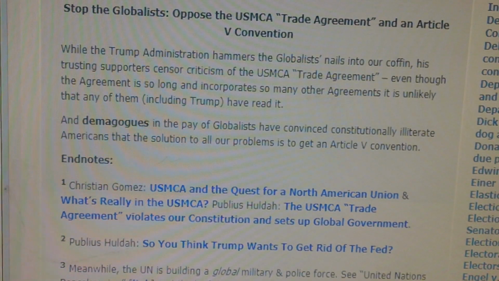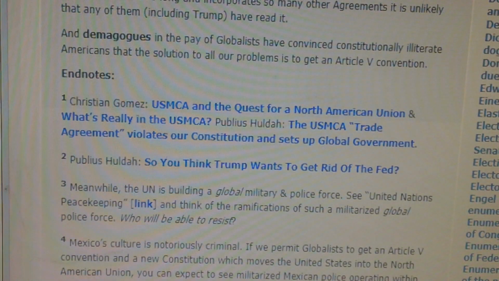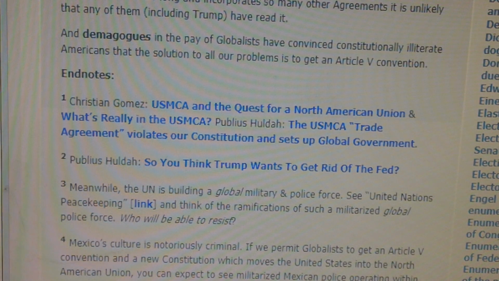So, while the Trump administration hammers the globalist nails into our coffin, they are trusting and supporting, and censoring criticism of, the USMCA trade agreement, even though the agreement is so long and incorporates so many agreements that it's unlikely any of them, including Trump, have read it. So, they want to pay the globalists, and they've convinced constitutionally illiterate Americans that the solution to all of our problems is to get an Article 5 convention.